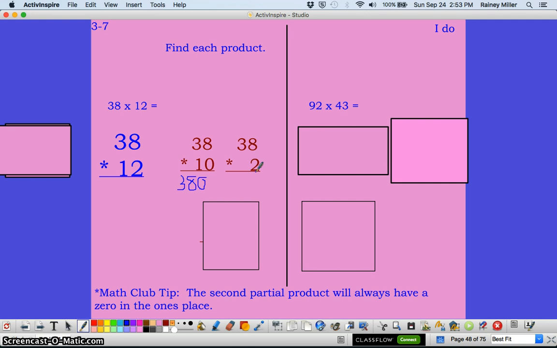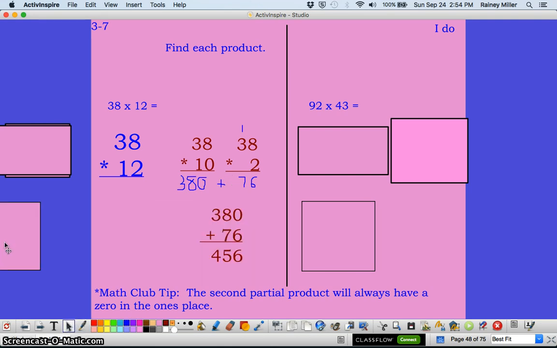Then for this one over here, 2 times 8, that's going to be 16. Okay, 3 times 2, that's going to be 6, plus my 1 up here, that's 76. And then what I want to do is add these two numbers together. And whenever I add those two numbers together, what I end up with is 456. So this is one way to go about solving the problem.